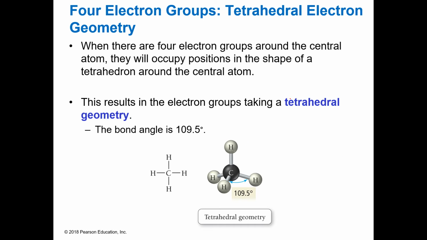4 electron groups, so here's an example. 4 electron groups around carbon. That gives us a tetrahedral geometry, and the bond angle between the surrounding atoms will be 109.5.